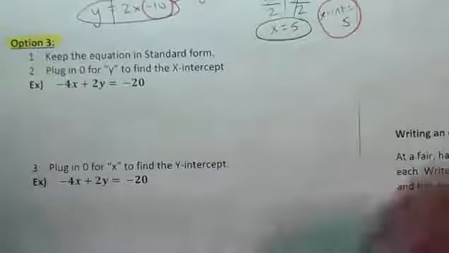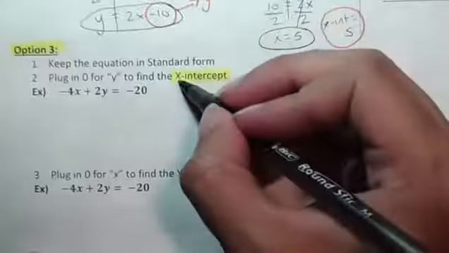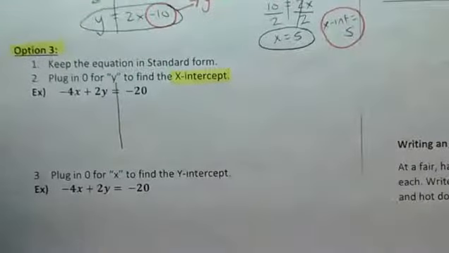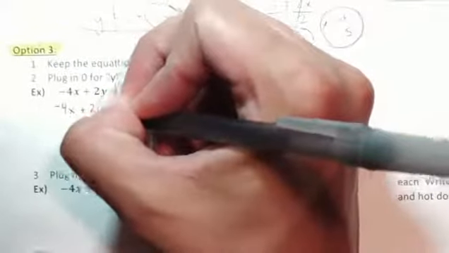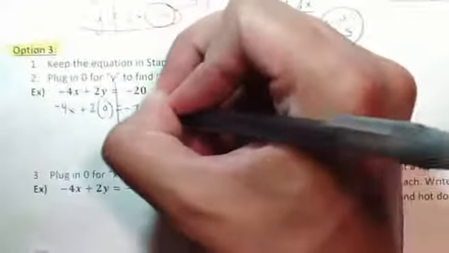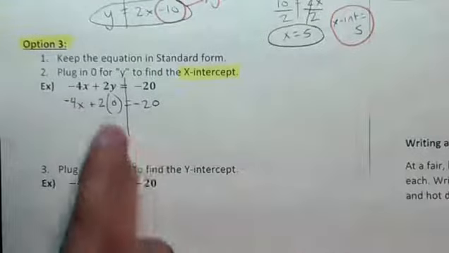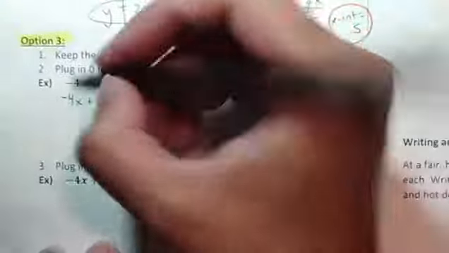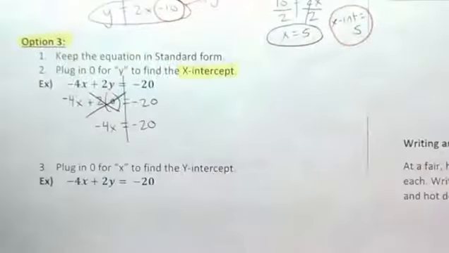So again, let's find the x-intercept first. So since I'm finding the x-intercept, I'm going to plug in 0 for y. So I'm going to recopy negative 4x plus 2 times 0 equals negative 20. I'm finding the x-intercept, so I plug in 0 for y. And I'm going to solve. Well, anything that's multiplied by 0 cancels out. So I'm left over with negative 4x is equal to negative 20.